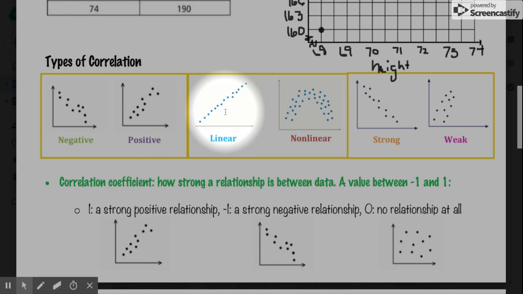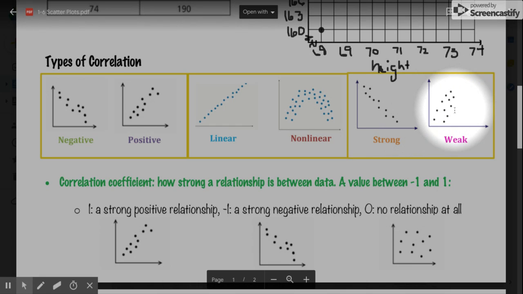Linear means that the points form a line. It doesn't have to be all in one perfectly straight line. It's just an overall pattern that the points are straight. Nonlinear would be anything else. So a U shape like that one, it could just be a curve going up or just a curve going down. And then strong and weak. Strong would mean that the points are fairly close together. It doesn't have to form a straight line, but they are close. And then weak would mean that there is some relationship, but the points are pretty far away from each other.